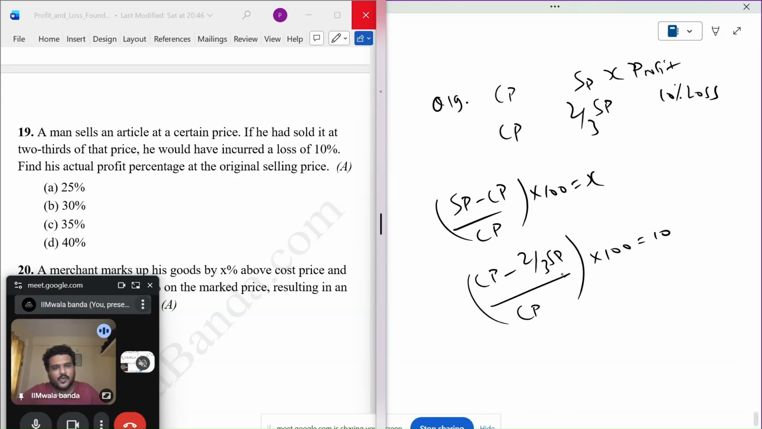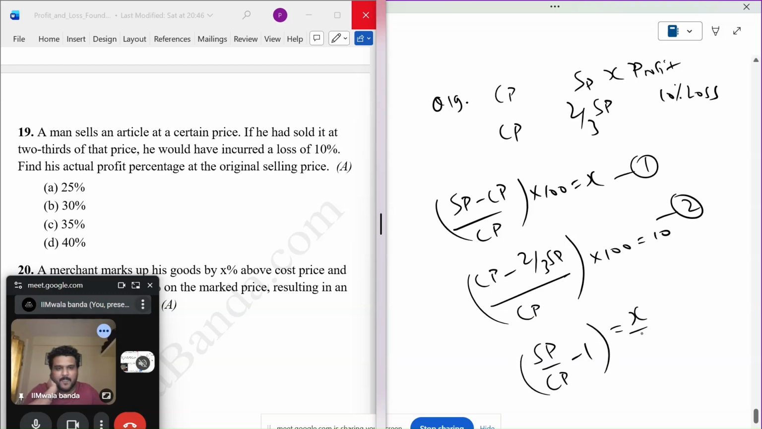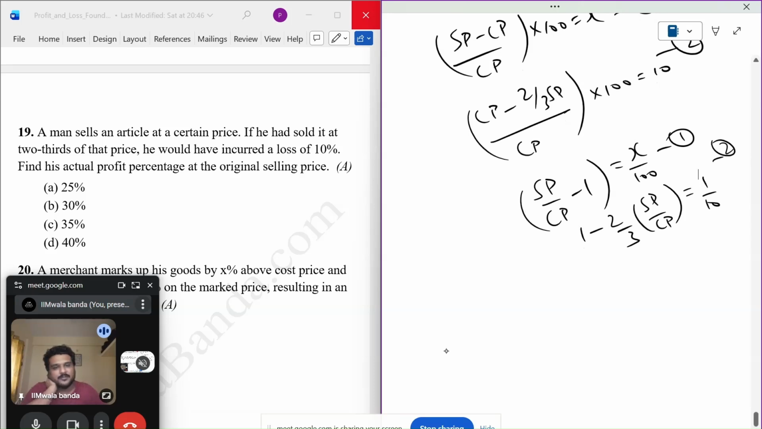I can divide the two, but I don't want X. I want X. So this is also a good way to do it. Let's just write it in SP by CP form, and then we can equate the two and get X. So first equation, if you look at it, you can see it in this way. And second equation, can you see it in this way? Now just equate SP by CP from both the sides. X by 100 plus 1. SP by CP is this.